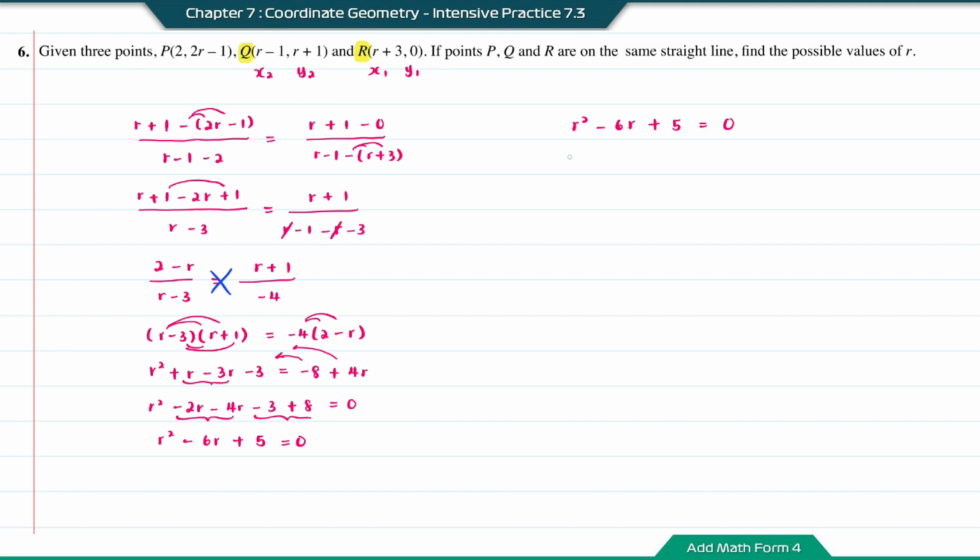So next, we're going to factorize this. So this will be (r - 1), and the other bracket will be (r - 5). So r is equal to 1, and the other r will be equal to 5.